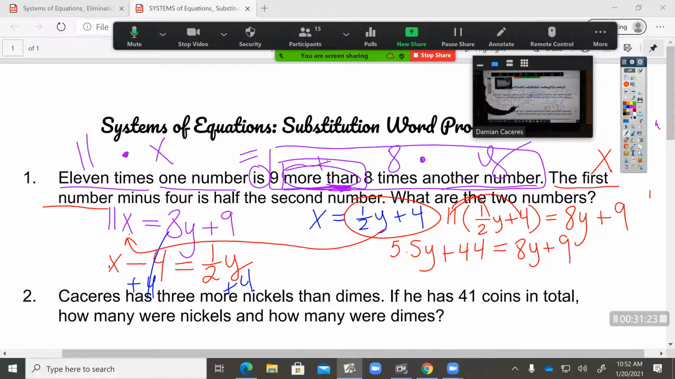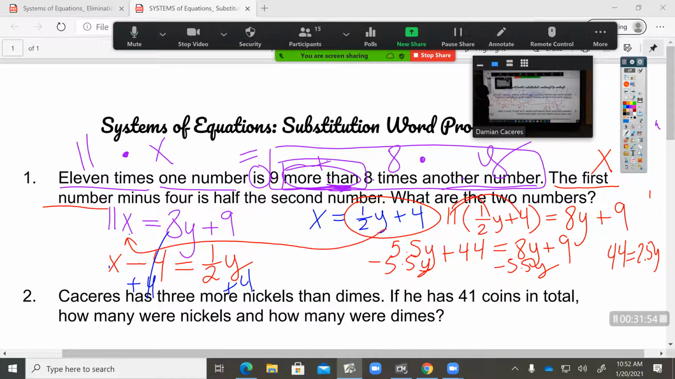Now, we can't solve for y if y is on different sides. So the next step is getting the y's to the same side. Which one's smaller, 5.5 or 8? 5.5. So let's move that one so we don't have to work with negatives at the end. Minus 5.5y, minus 5.5y. That leaves me with 44 equals 2.5y plus 9.